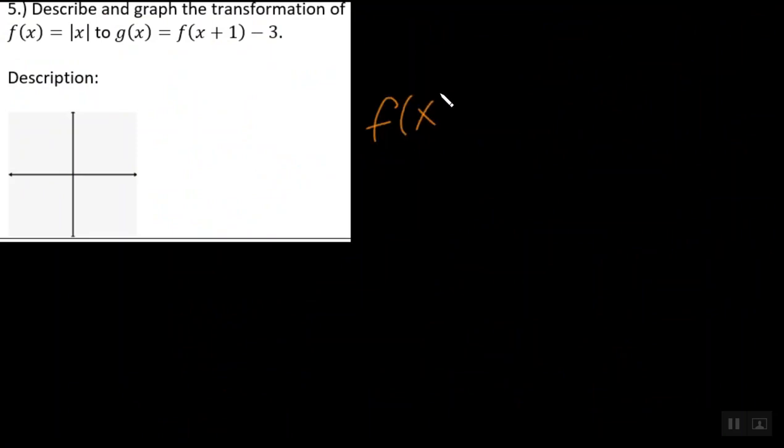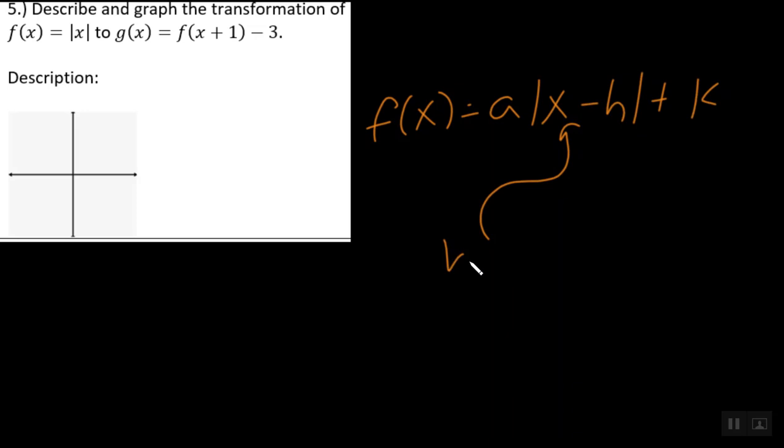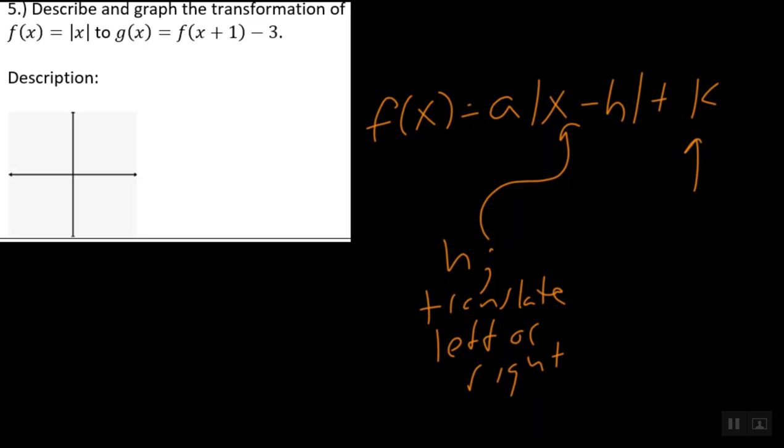Okay, so let's put all this together. If I were to give you the vertex form, f of x is equal to a absolute value of x minus h plus k, well, we know that our h value will translate left or right, and our k value will translate us up or down.